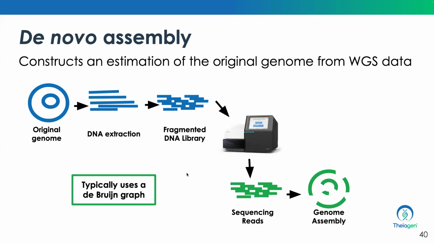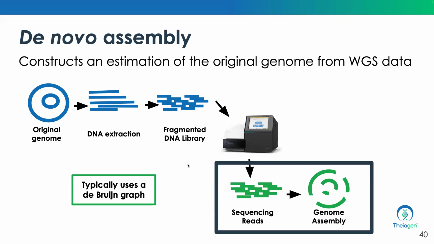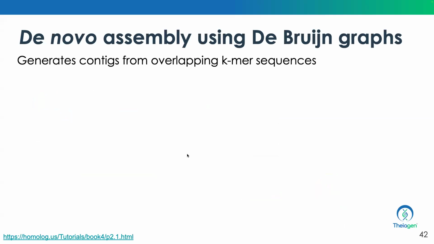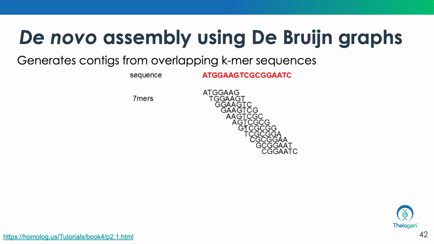The method that is used for de novo assembly is based on the De Bruijn graph algorithm, which we'll look at at this point. Essentially, this generates contigs from overlapping k-mer sequences. These are sequences of length k, depending on what the tool specifically chops your reads into. This is an example of 7-mers. So these are bits and pieces of these reads that are 7 bases in length.